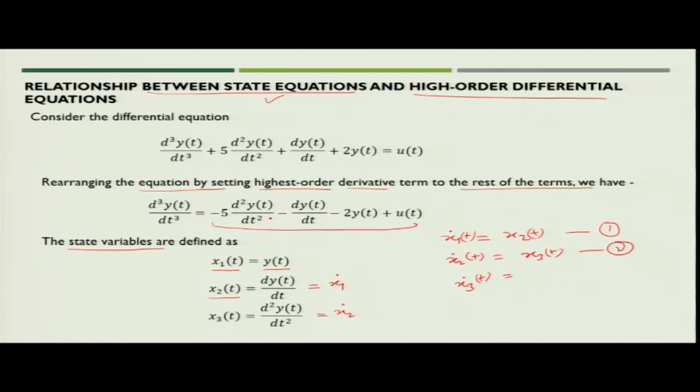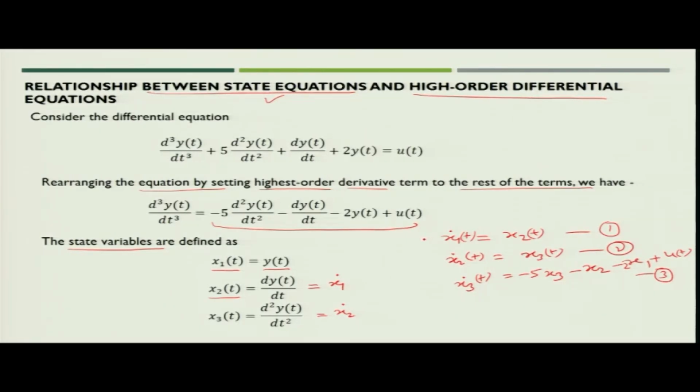If you compare, x3 dot is equal to minus 5 d2y by dt2, where d2y by dt2 is nothing but x3, then minus dy by dt. What is dy by dt? dy by dt is equal to x2, and then minus 2y, where y is nothing but x1, so minus 2 x1, then plus u(t). So, this is the third equation you have got.